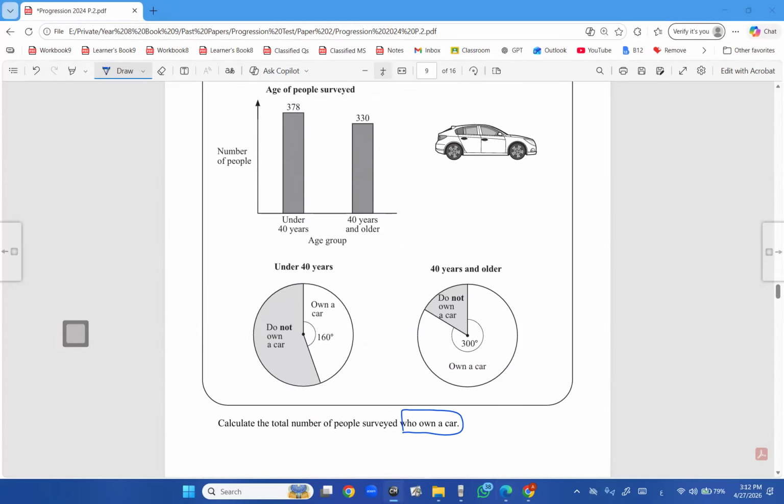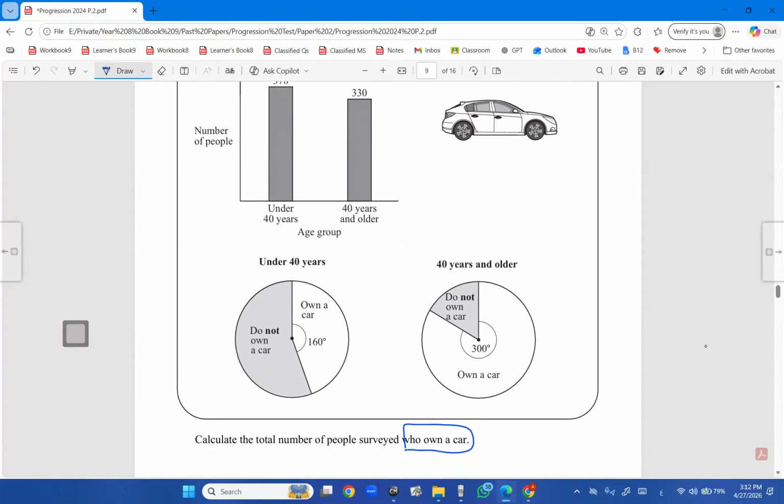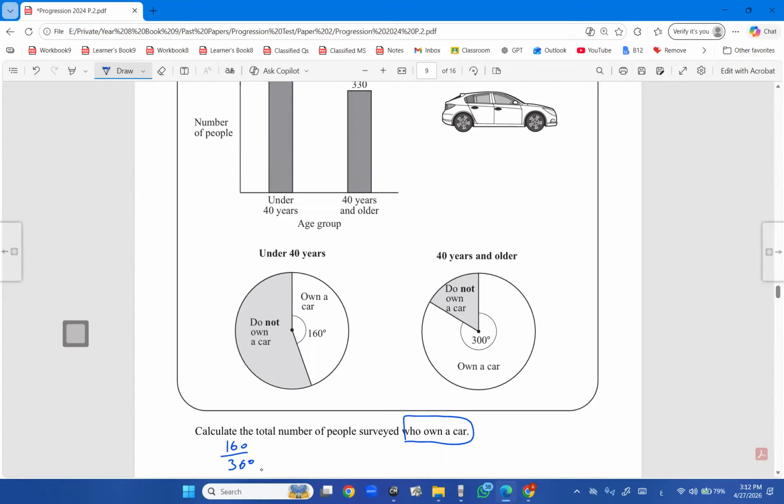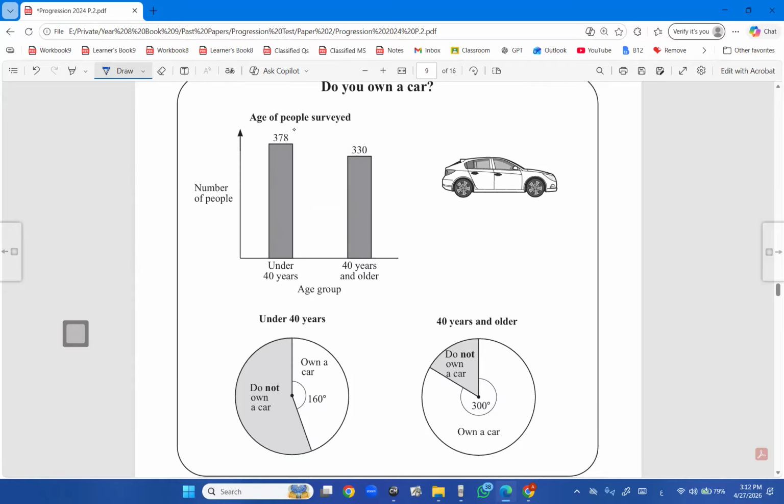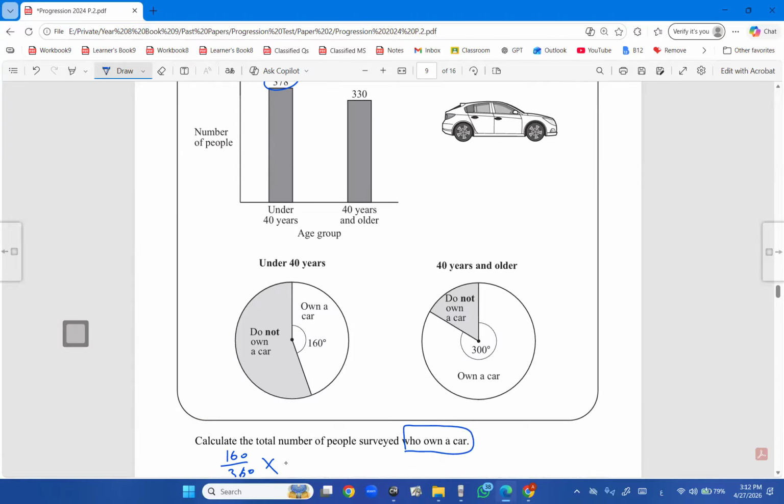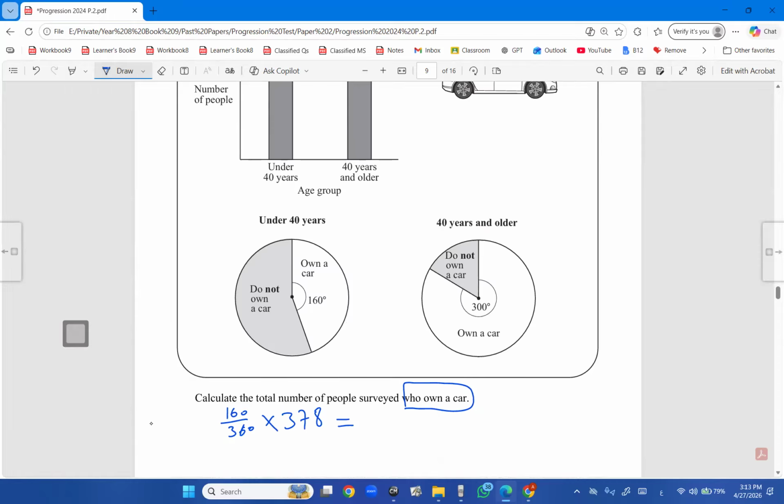All right. Over here in the first one, under 40 years, you're going to find 160 degrees on a car. So it is 160 over 360. But 160 over 360 of what? Times how many people are under 40 years? There are 378 people. So 378. This is going to give you the under 40. How many? We're going to calculate it at the end after we find the 40 years and older.